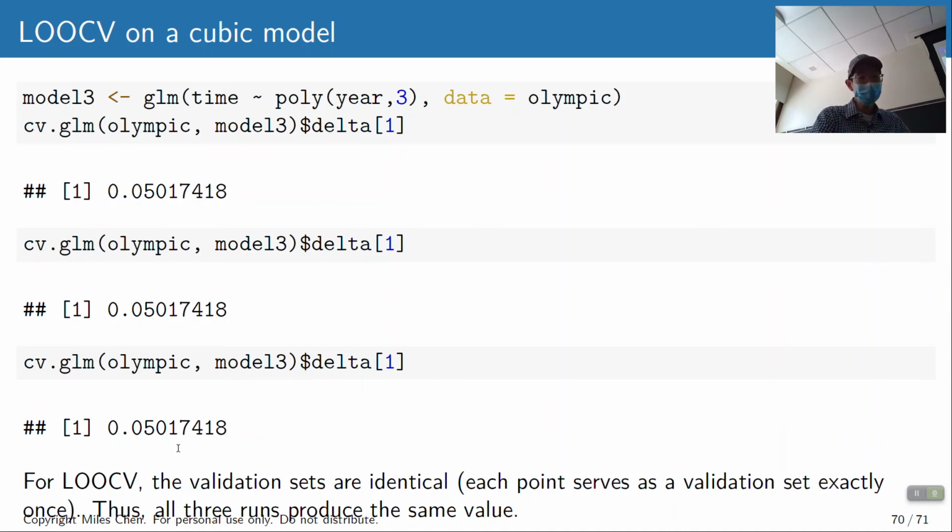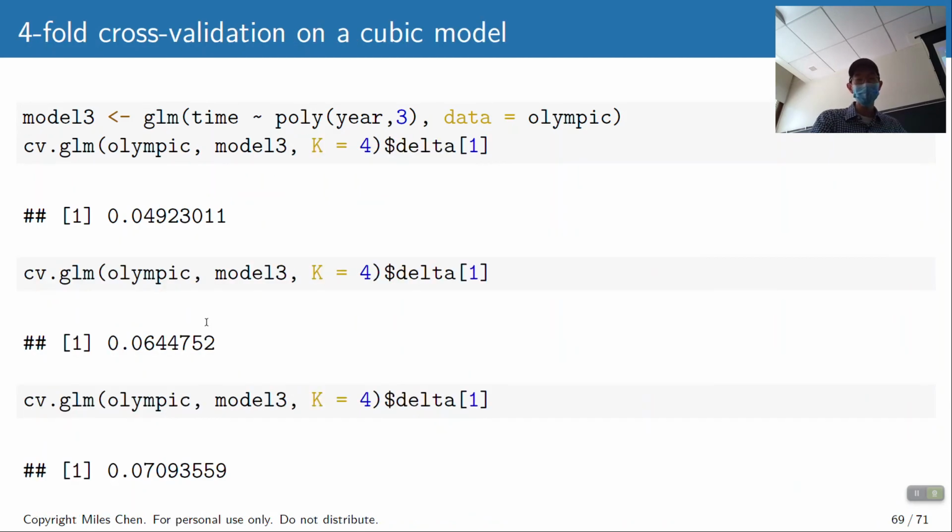If you do leave one out cross-validation, you're always going to get the same results, because there's no variation as far as what's in the validation set. Every observation is in the validation set. It is the validation set exactly one time. Whereas over here, your validation sets are subject to randomness.